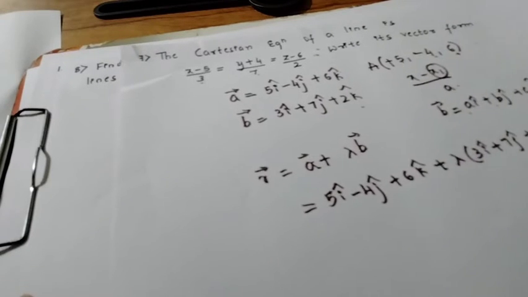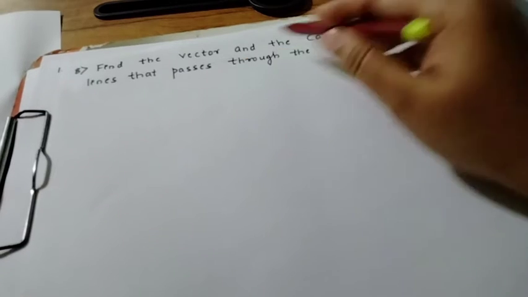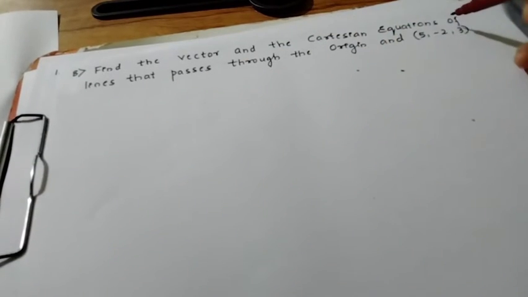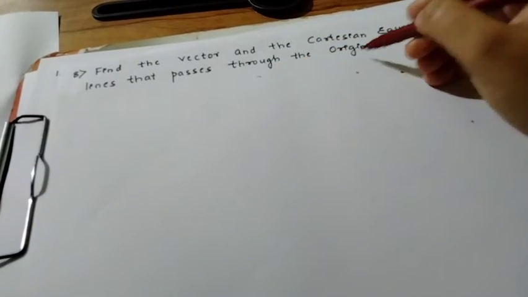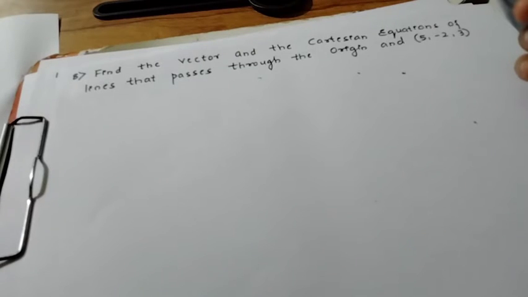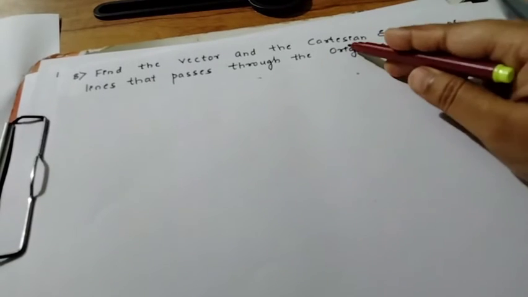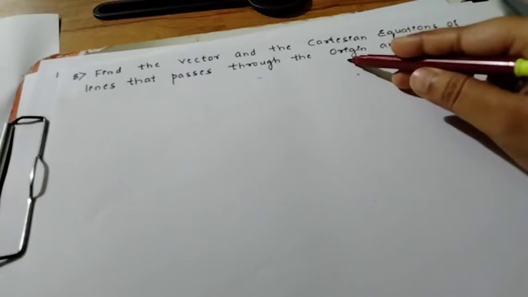Next I'll move to the 8th example. Find the vector and Cartesian equations, both, of the line passing through the origin and the point (5, -2, 3). As soon as you see it, you know you have two formulas. One is the equation of a line which passes through a point and is parallel to vector b. One more is the equation of a line which passes through 2 points. So this is an equation of a line which passes through 2 points.